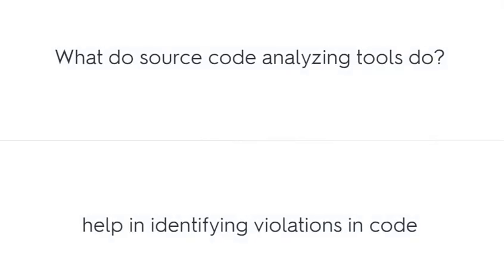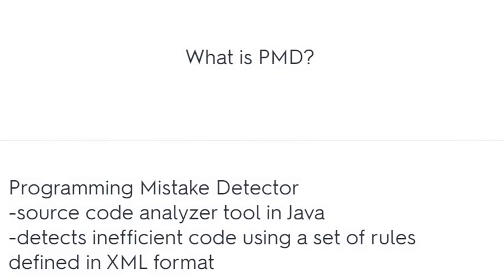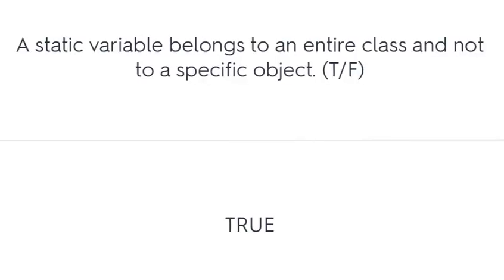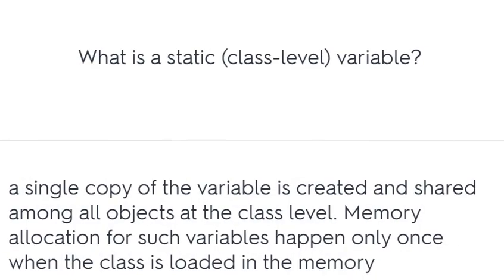What do source code analyzing tools do? Help in identifying violations in code. What is PMD? Programming Mistake Detector, a source code analyzer tool in Java that detects inefficient code using a set of rules defined in XML format. A static variable belongs to an entire class and not to a specific object. True.